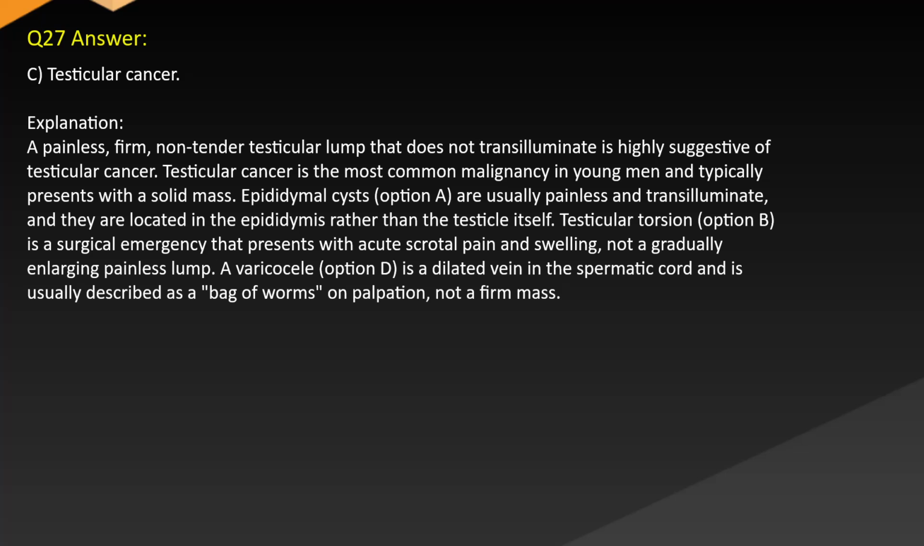Answer: C. Testicular cancer. Explanation: a painless, firm, non-tender testicular lump that does not transilluminate is highly suggestive of testicular cancer. Testicular cancer is the most common malignancy in young men and typically presents with a solid mass. Epididymal cysts, option A, are usually painless and transilluminate, and they are located in the epididymis rather than the testicle itself. Testicular torsion, option B, is a surgical emergency that presents with acute scrotal pain and swelling, not a gradually enlarging painless lump. A varicocele, option D, is a dilated vein in the spermatic cord and is usually described as a bag of worms on palpation, not a firm mass.